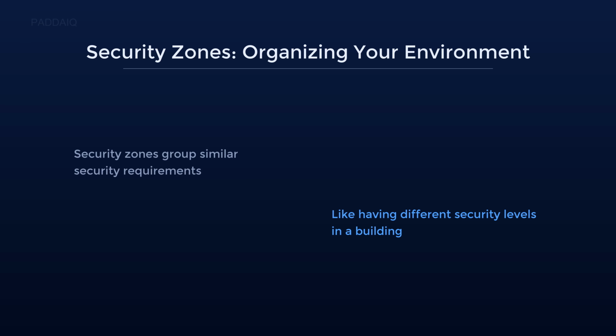Like having different security levels in a building. This means you can separate your development, testing, and production environments, each with its own security rules. For instance, developers can experiment in the development zone without risking the live production system. This structure ensures that security is tailored and risks are minimized at every stage.